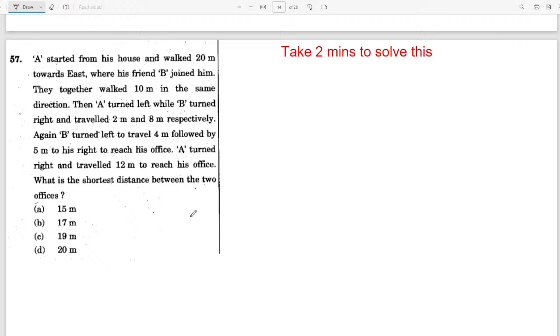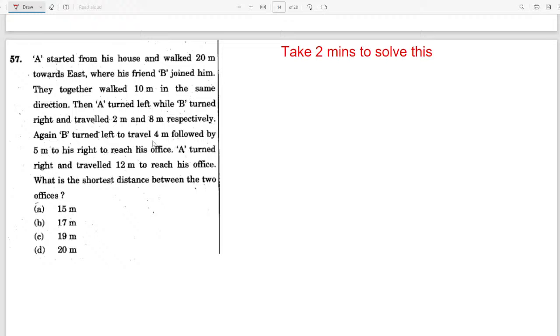Time we will see how to go about this question. So they are saying that A started from his house and walked 20 meters towards east, where his friend B joined him. They together walked 10 meters in the same direction. Then A turned left while B turned right and traveled 2 meters and 8 meters respectively.